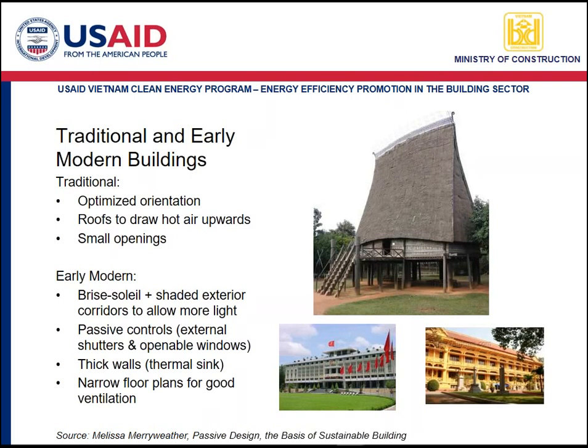Traditional and early modern buildings in Vietnam are very well designed for the climate, very efficient, very effective, not always comfortable, and ways can be improved, but very effective design for climate. Shaded exterior corridors, sunscreens, passive controls on shutters and openable windows, thick walls for thermal sinks, and narrow floor plans with cross ventilation. Very good design for the climate.